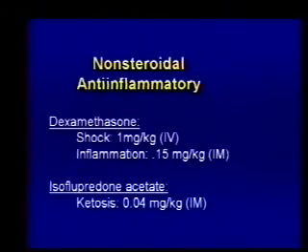Continuing with the anti-inflammatory drugs, in this case, these are steroid agents. Dexamethasone for shock, 1 milligram per kilogram IV. Inflammation, if we want to reduce the inflammation, 0.15 milligrams per kilogram IM. And there's isoflupredone acetate for treatment of ketosis. We can go with 0.04 milligrams per kilogram IM. The inflammation dose here in dexamethasone is good for ketosis.